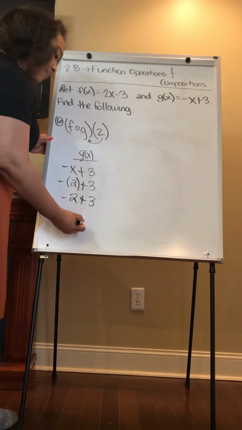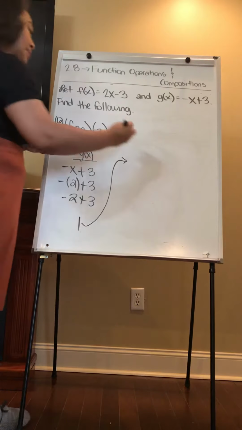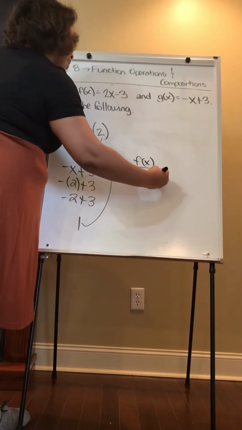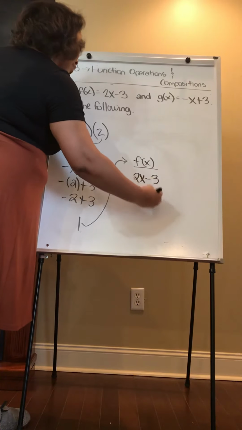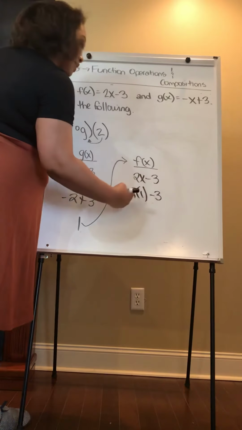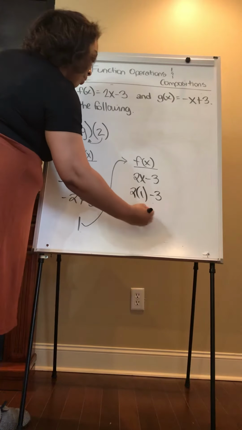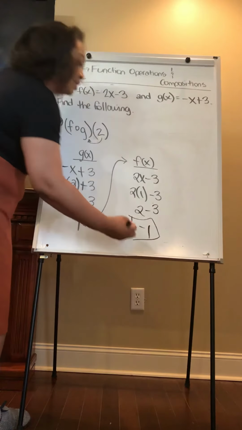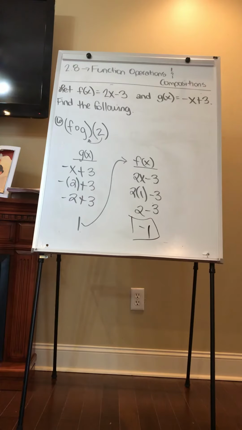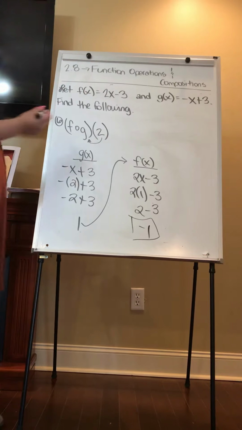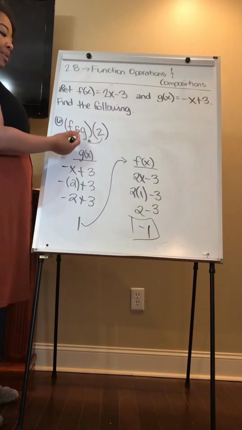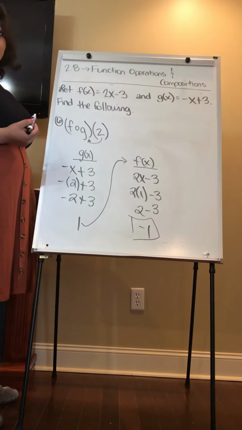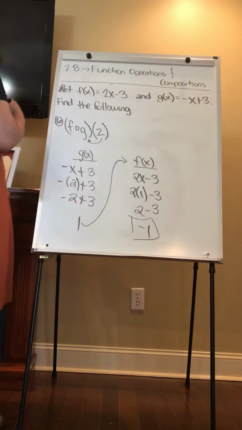Then you're going to take that positive 1 and place it into the f function. Well, f's function again is 2x minus 3. So you're going to say 2 times 1, which will give you 2 minus 3 is a negative 1. So your answer is negative 1. Same operation here. We take 2 and plug it into g. We get 1. Then take 1 and plug it into f. And your final answer is negative 1.